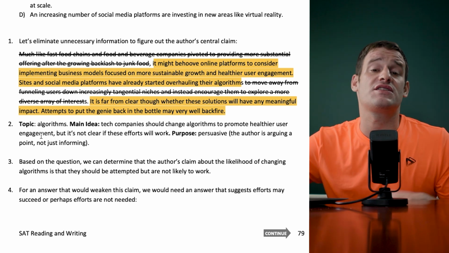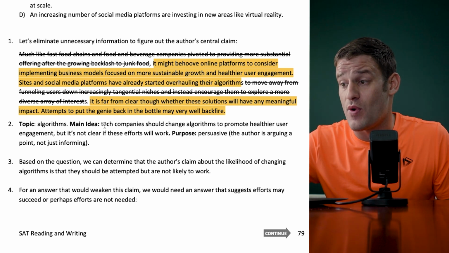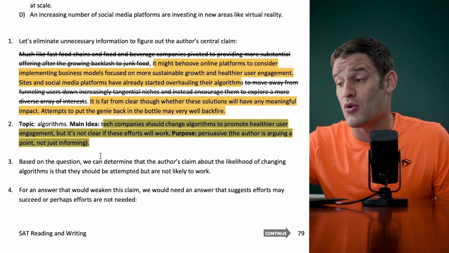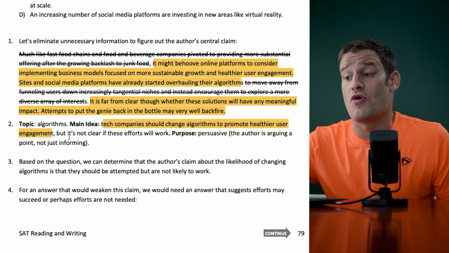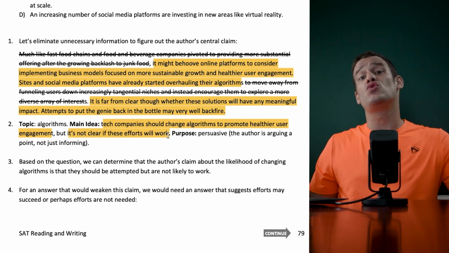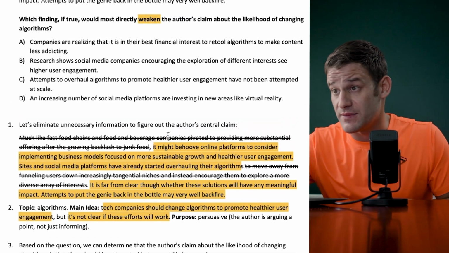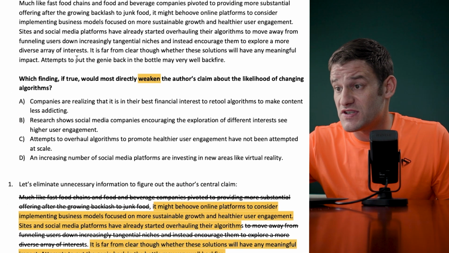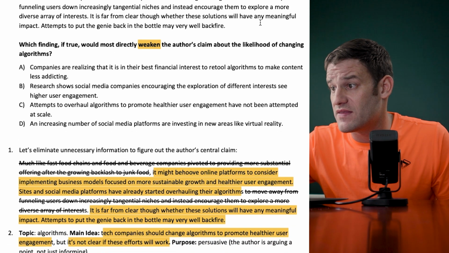So based on the question, something that would weaken it, we would have to either weaken the claim that tech companies should change algorithms to promote healthier user engagement, or the claim that it's not clear if these efforts will work. So we have really two options here because we have two claims. So we look at our answer choices. Which finding, if true, would directly weaken the author's claim about the likelihood of changing these algorithms?